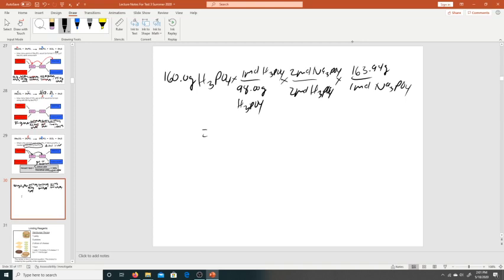Whatever you get for this calculation is the theoretical yield. So 160, divided by 98, times 163.94, and that's 267.7 to 4 sig figs. We got 4 sig figs here. 267.7 grams of Na3PO4. So this is the theoretical yield.